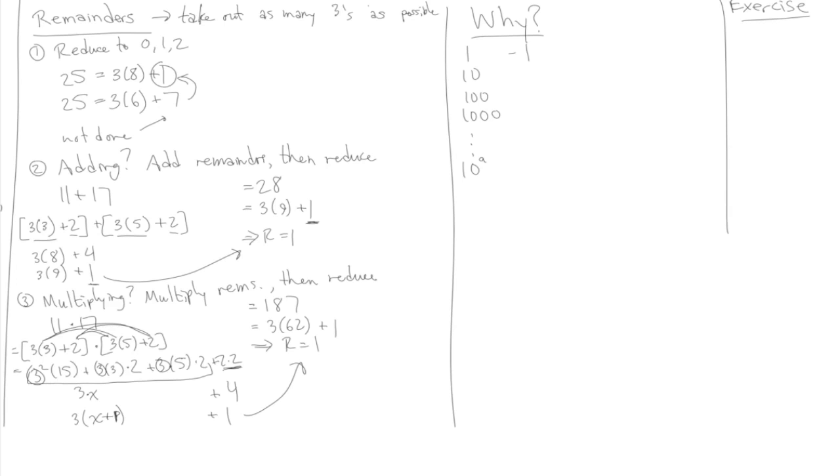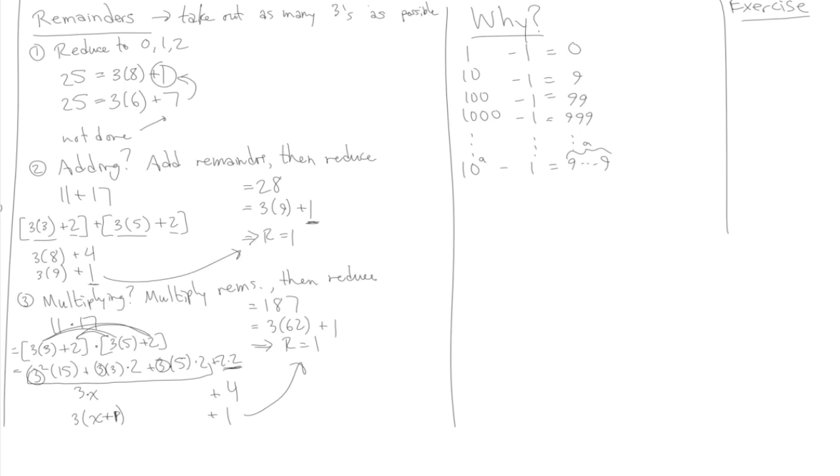1 minus 1, well, that's just 0. 10 minus 1 is 9. 100 minus 1 is 99. 1,000 minus 1 is 3 9's, just like we had 3 zeros. 10 to the power of a minus 1 is a 9's altogether. And what do we notice here?